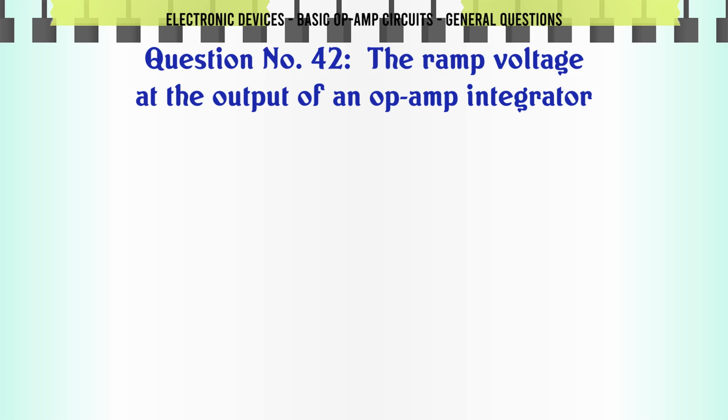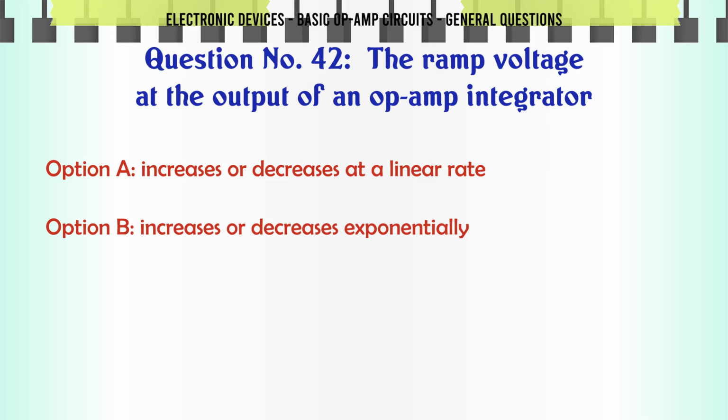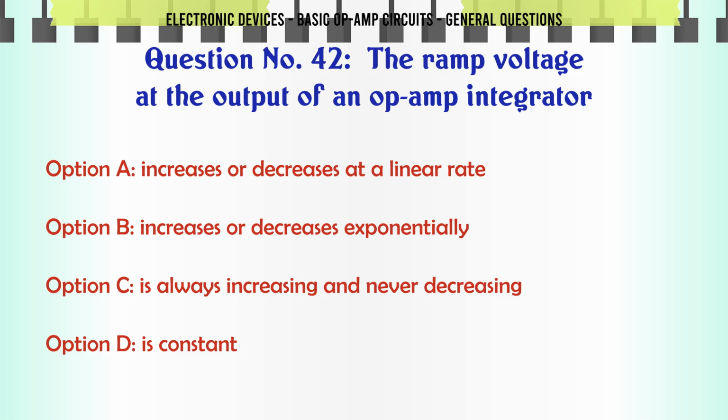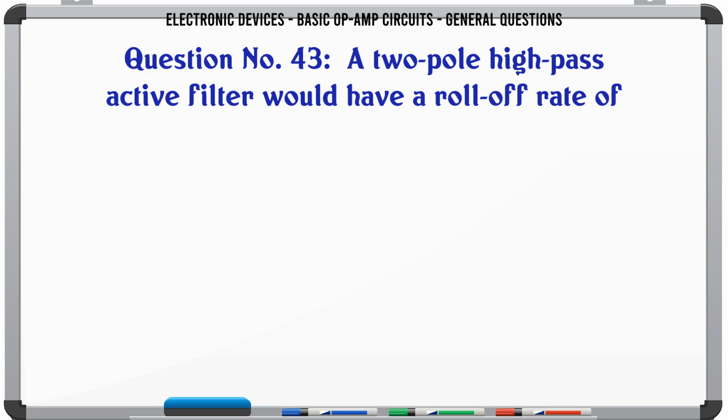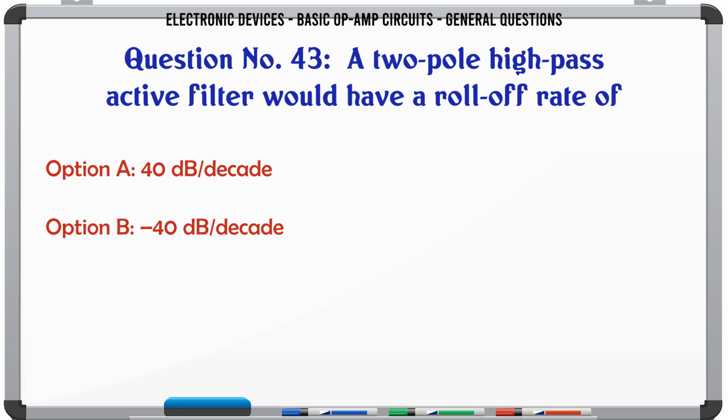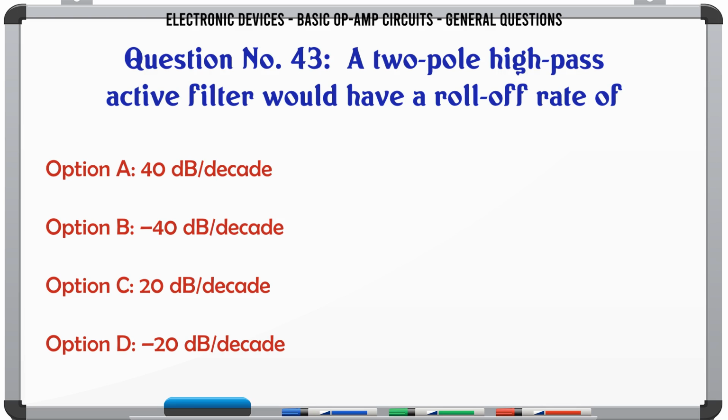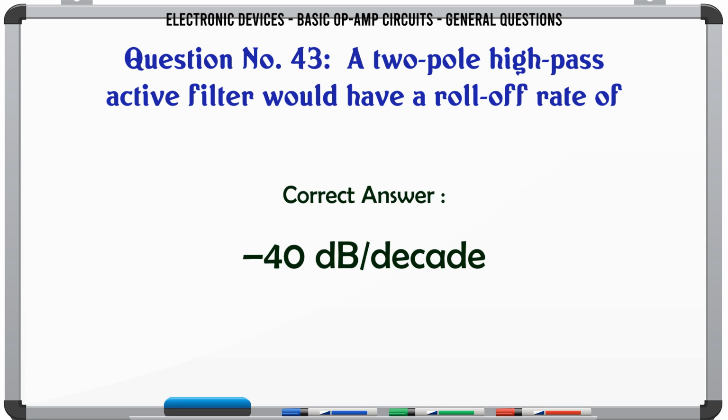The ramp voltage at the output of an op-amp integrator A. increases or decreases at a linear rate. B. increases or decreases exponentially. C. is always increasing and never decreasing. D. is constant. The correct answer is increases or decreases at a linear rate. A two-pole high-pass active filter would have a roll off rate of A. 40 dB per decade. B. 40 dB per decade. C. 20 dB per decade. D. 20 dB per decade. The correct answer is 40 dB per decade.